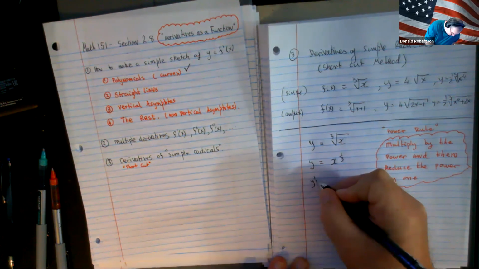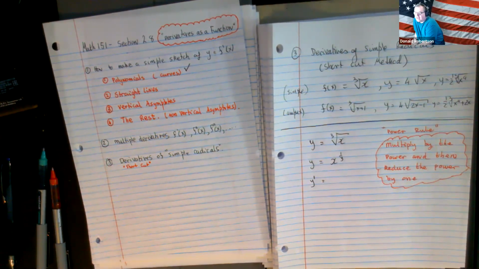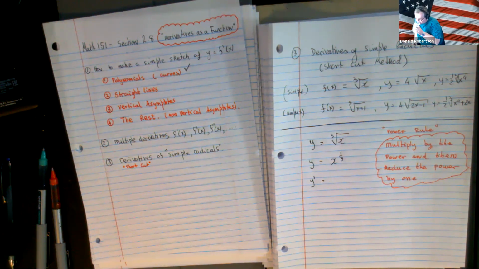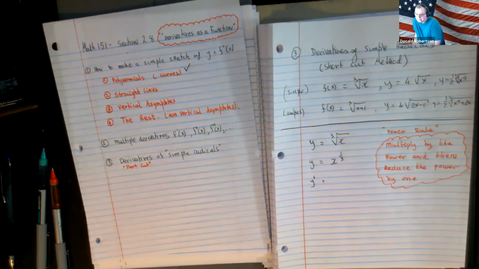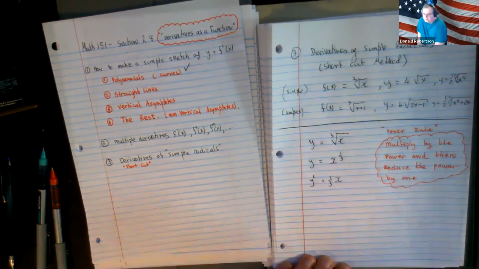Let's use that notation. How do you find the derivative of x to the power of a third? What do you think might be the trick? Would it just be 1/3 x? I like your start. Yes. Anything else?